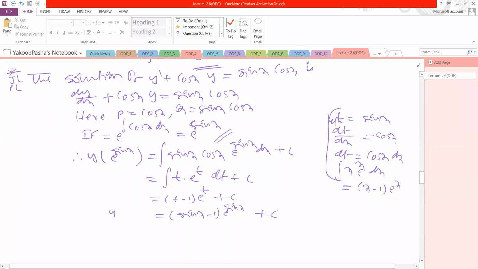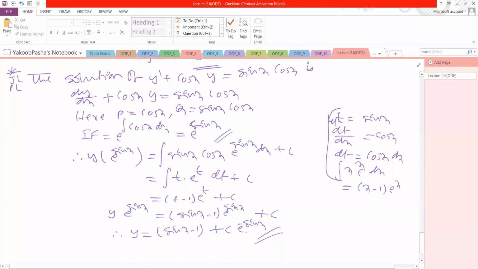Here the left hand side is y into e to the power of sin x. If we divide the entire equation by e to the power of sin x, we get y is equal to (sin x minus 1) into minus 1 plus c by e to the power of sin x. It goes to the numerator and becomes e to the power of minus sin x. Here e to the power of sin x will be cancelled. This is the general solution of the given differential equation.